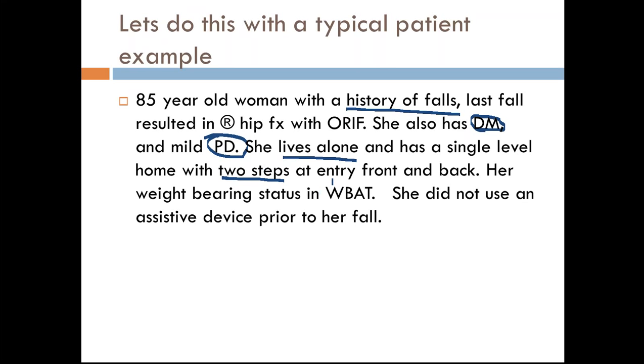And her weight bearing status, of course, is important. Something that they frequently don't come over with, right? We're like, what's her weight bearing status? And then we're searching. Meanwhile, nobody knows. And then I think this is pretty critical. Prior to this fall, she did not use an assistive device. So that means this woman was pretty independent, probably a community elderly person who was operating fairly independently.